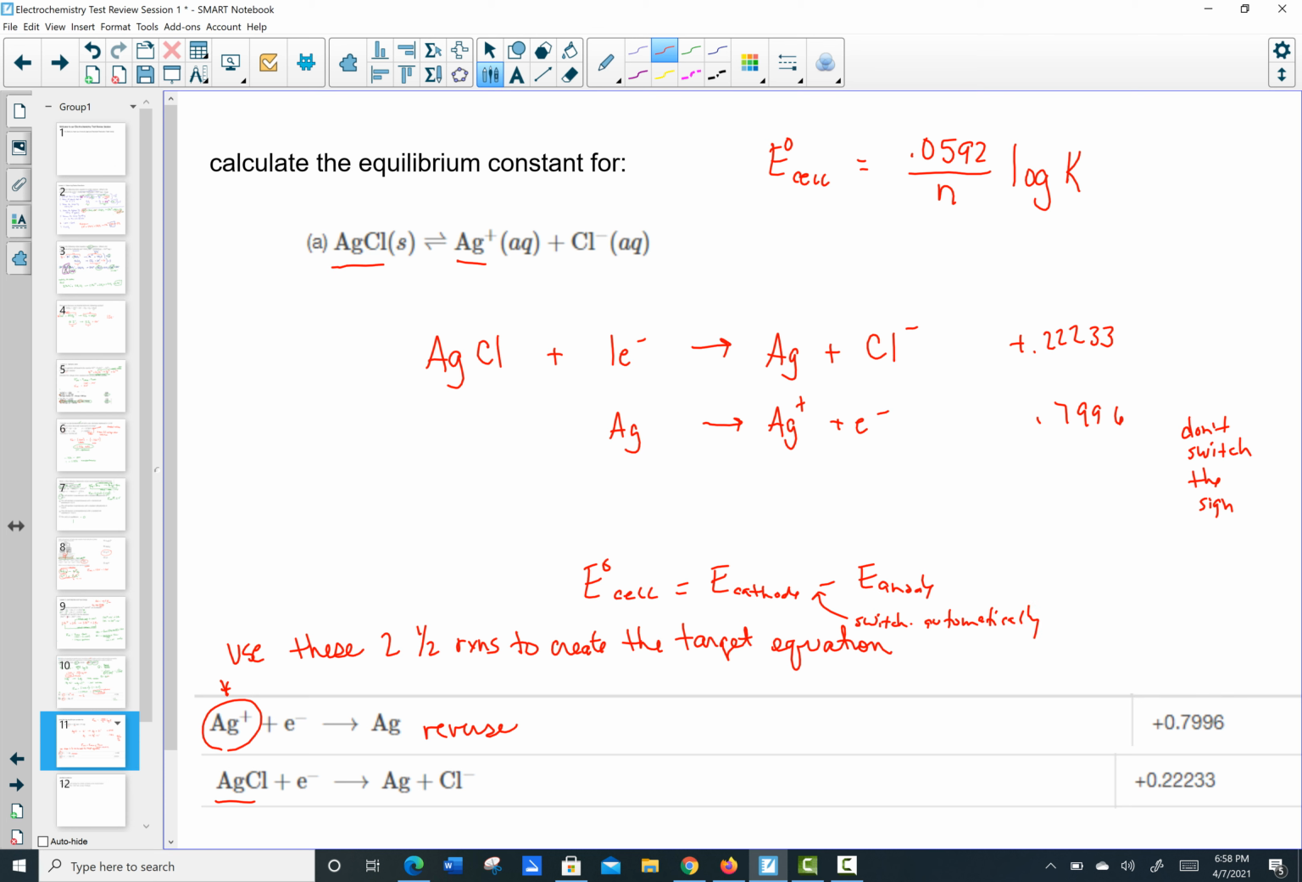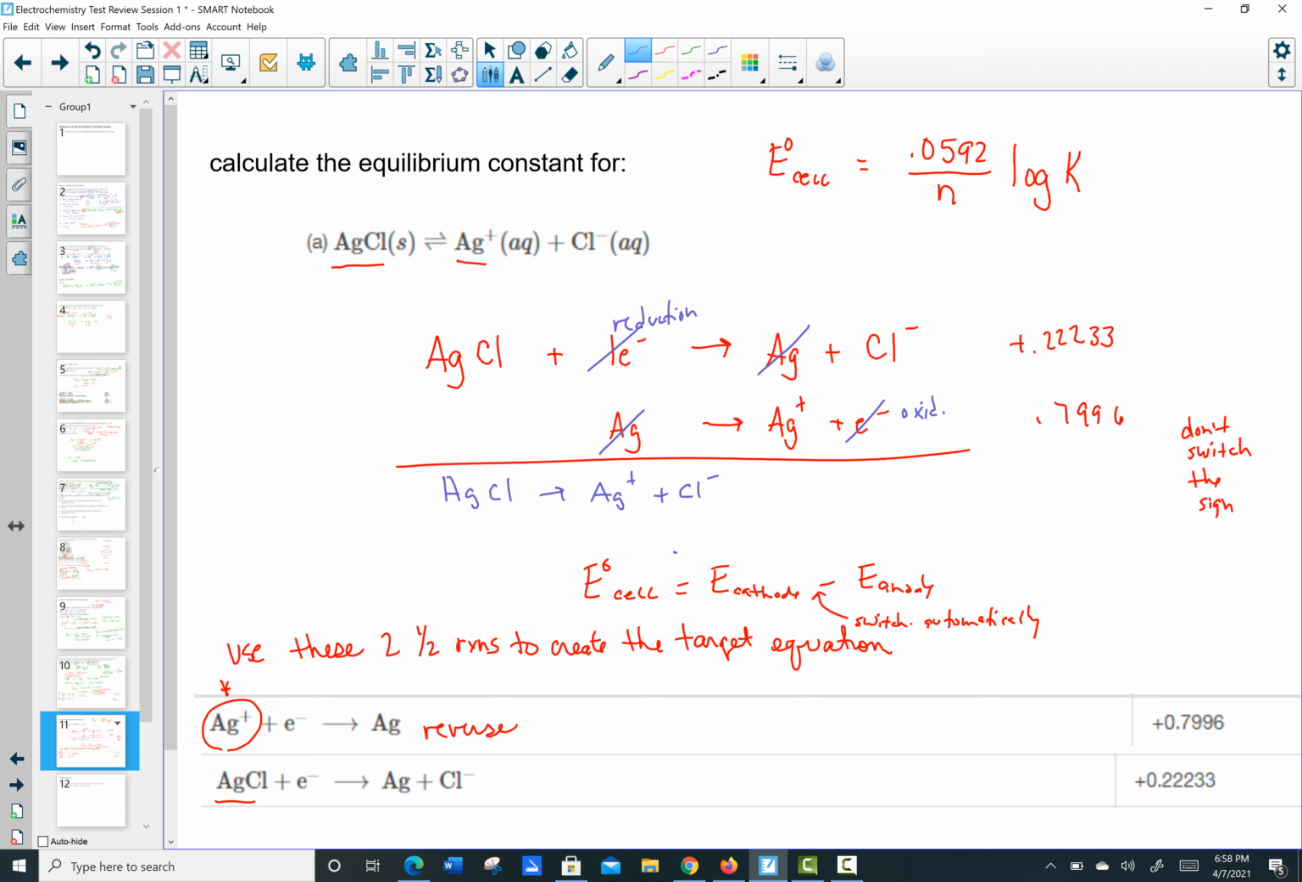Now see what we've done? Let's just prove to ourselves: elemental silver canceled in that equation, as did the electron. And what we did was to build our target equation. We can see that the first half reaction was reduction. It was gaining electrons. And the second half reaction was oxidation because it was losing electrons.